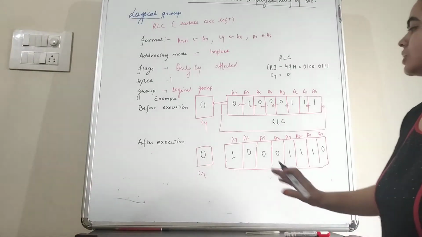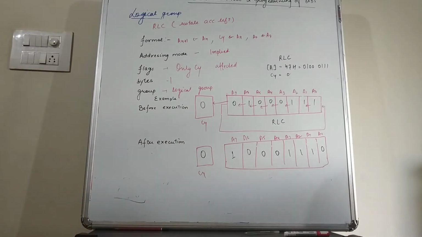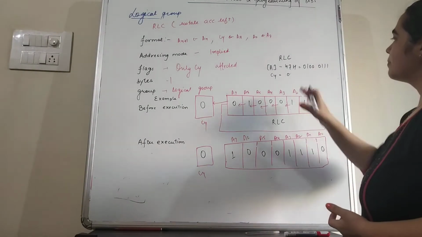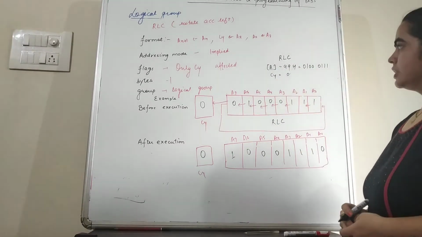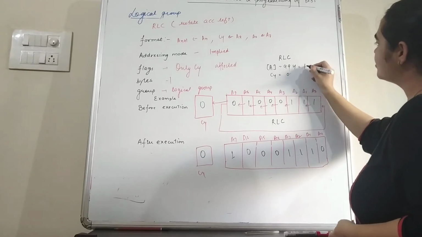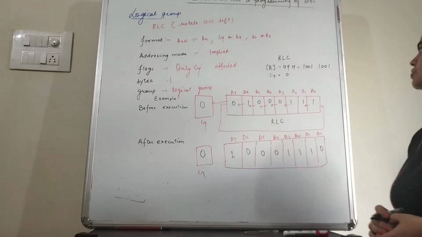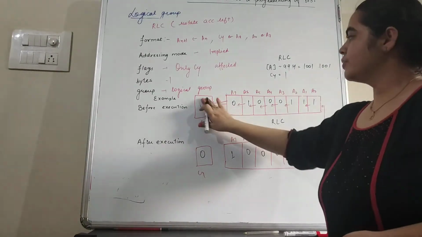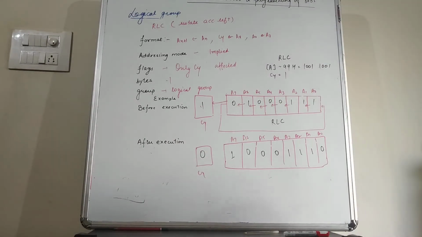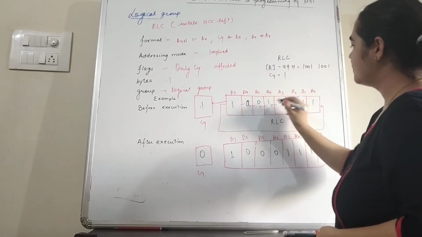So this is the output after the execution of instruction RLC. One more example we can see. Suppose we have 99H in the accumulator. So accordingly we have binary form, that is 1001 1001, and in carry flag we have value 1. So before execution in carry flag we have 1, and here we have values 1001, again 1001.